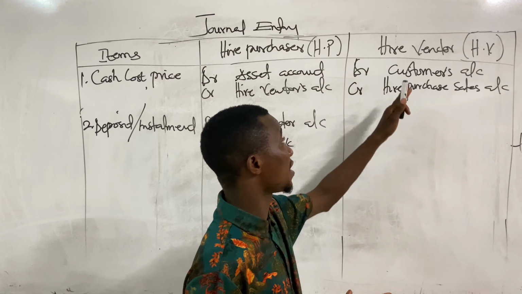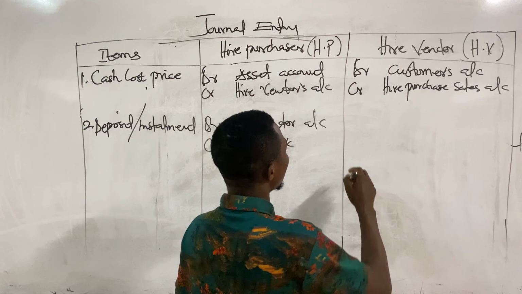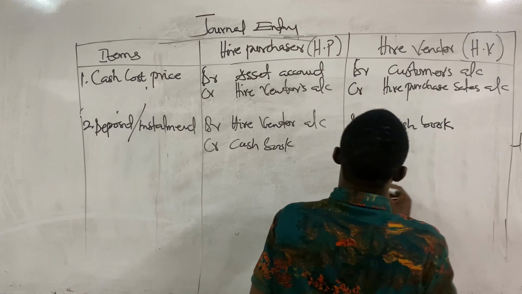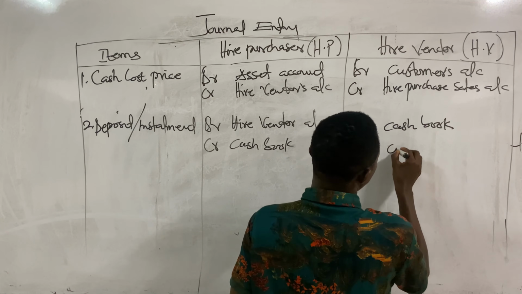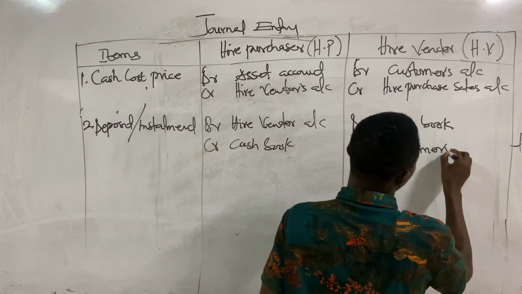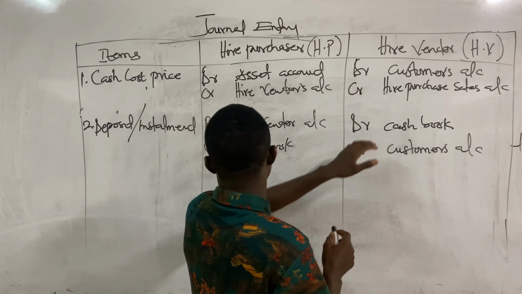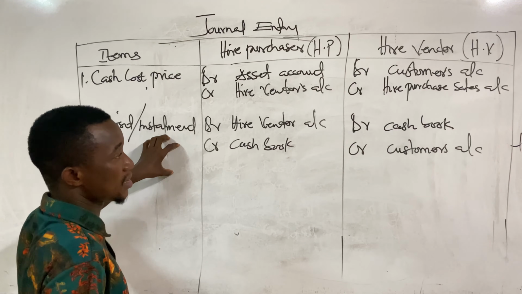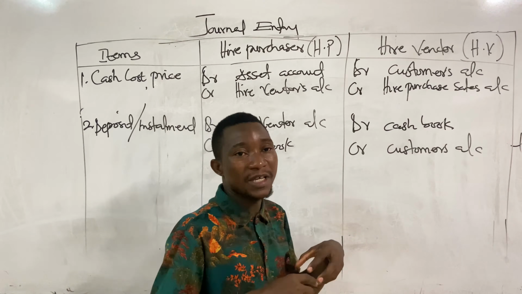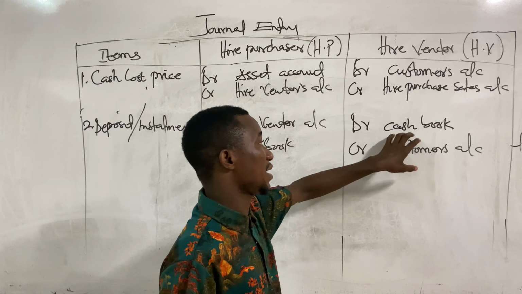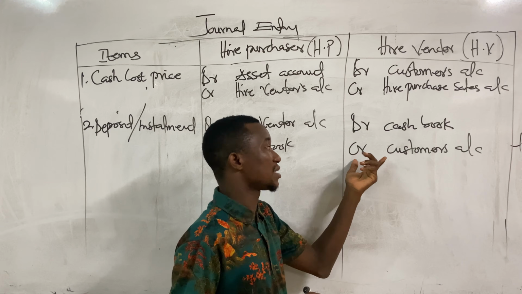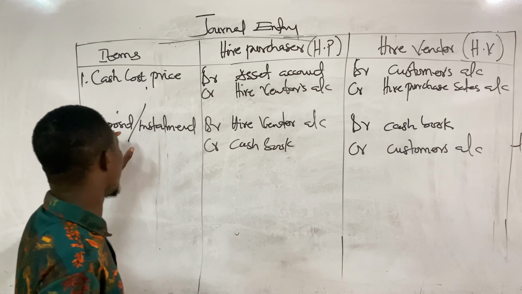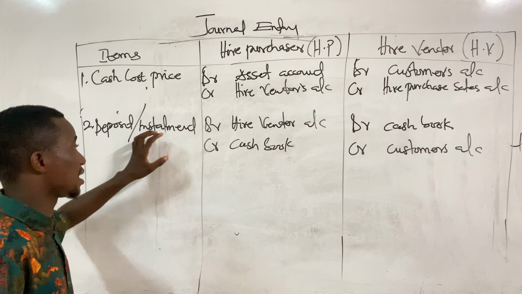So from the perspective of the hire vendor, or in the book of the hire vendor, we debit the cash book or the bank account, then we credit the customer's account. This is an entry for deposit. Anytime the hire purchaser makes a deposit or installment, the hire vendor will receive such an amount. So we debit its cash book and we credit the customer's account because it is the customer who is giving out this cash in the form of deposit and the installment as well.